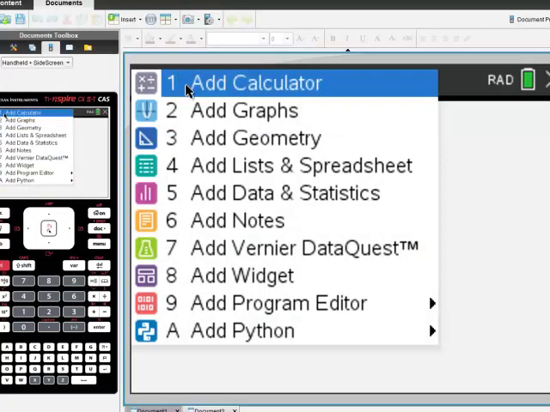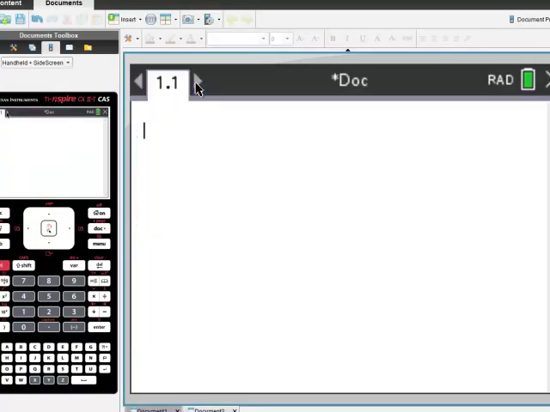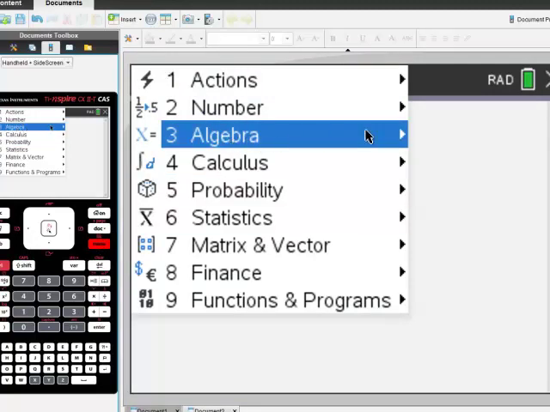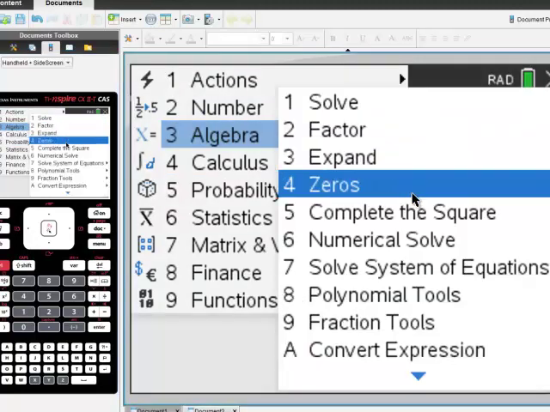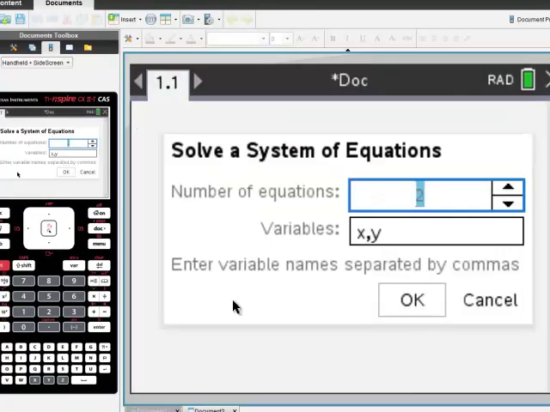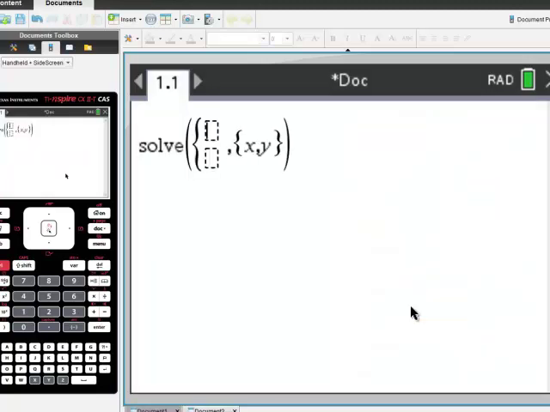I'm going to add a calculator, and on yours it may say add document. It doesn't really matter too much, but what I am going to do is this. I'm going to go to the menu, and from the menu I'm going to go to algebra. And from algebra we can go down to solve systems of equations. Check this out. It solves systems of equations, and the number of equations we have is 2. So we only have 2 equations. If it was 3, it would check that possibility. So okay, and then it gives us this.